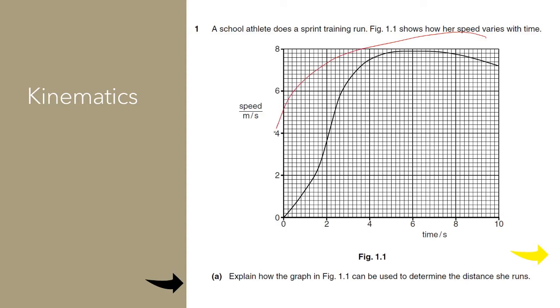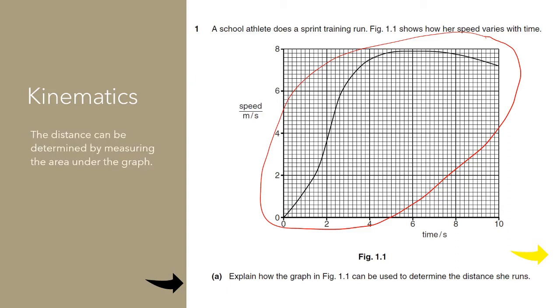But the graph that we have here does not show any symmetrical shape. So it is impossible for us to calculate the exact number for the distance she runs. Instead of calculating, we better measure the area under the graph to have a better approximation to the distance she runs. So the correct answer for question 1A is the distance can be determined by measuring the area under the graph.